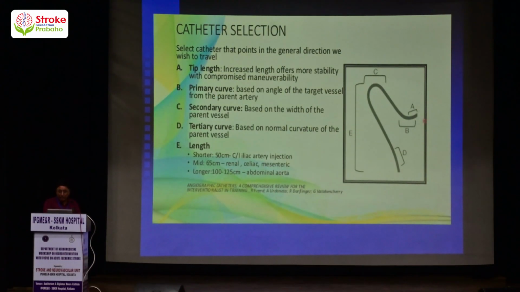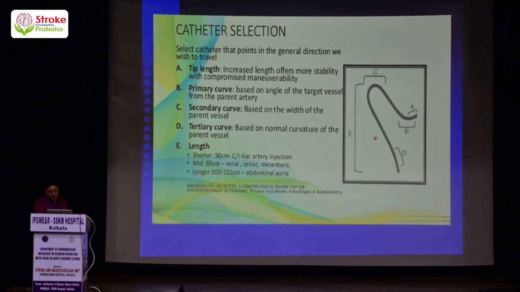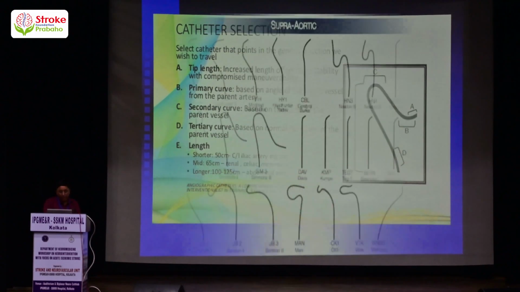If you go into more detail in the diagnostic catheters, we have many parts. So this is called tip length. Then we have primary curve, then we have secondary curve, and this is called tertiary curve. And the length of these catheters usually used for cerebral angiography is 100 to 125 centimeters. Another catheter used for the renal artery angiogram or for spinal angiography is called the cobra catheter. The length is around 65 centimeters.